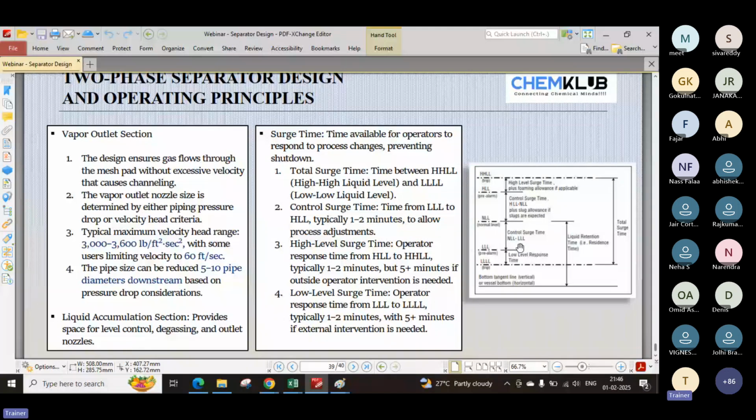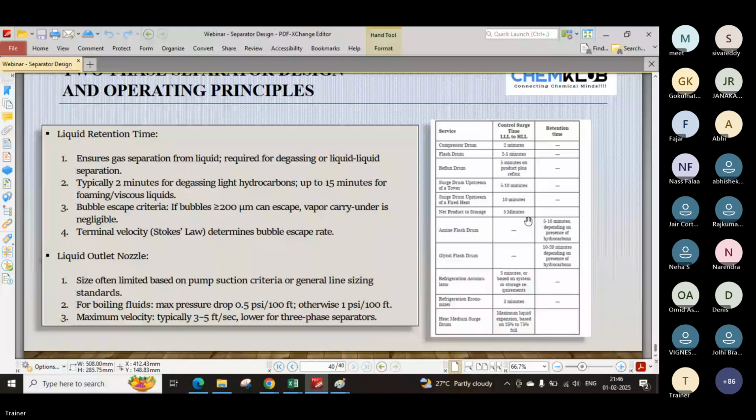Yes, this is what I was talking about. This is the minimum retention time, or control time as it is generally called, given by the API based on the type of device or application where you are using this. And this is the general guideline you have to use.